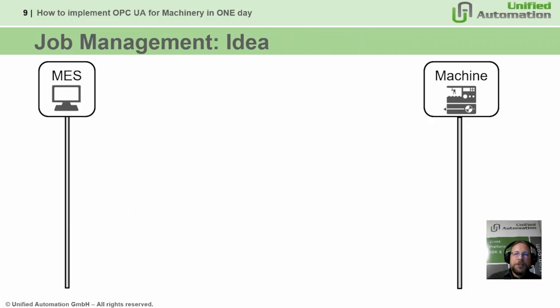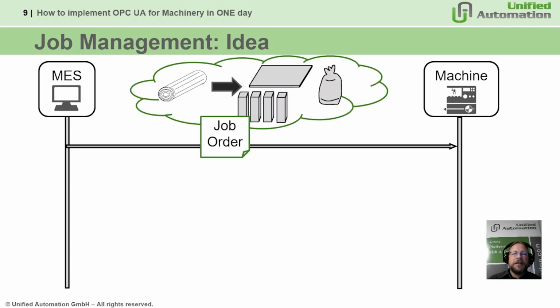The idea of the job management is I have an MES system managing jobs, and I have machines which are supposed to execute the jobs. So the MES sends a job order to the machine. It may send several job orders.